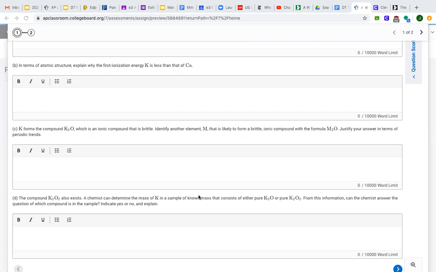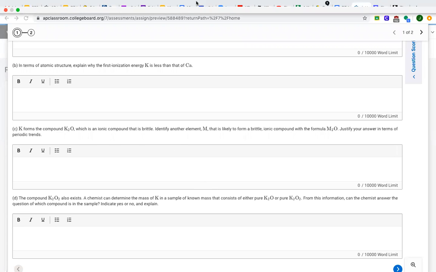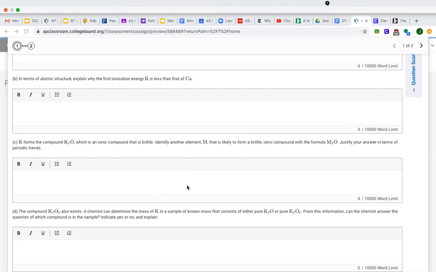What do we think? Yes, he could. Yeah, they can, right? And why? How would you explain that, Antonio? Well, if you could know the mass of K, you could also know the mass of O, right?